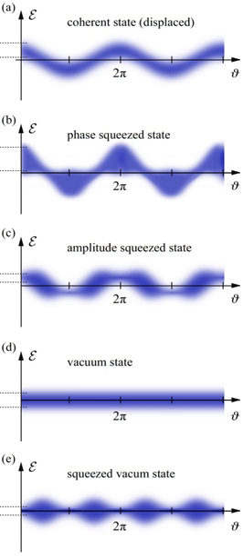This way, the vacuum state, Fig. 1e, is transferred to a squeezed vacuum state, Fig. 1d. A displaced coherent state, Fig. 1a, is transferred to a phase-squeezed state, Fig. 1b, or to an amplitude-squeezed state, Fig. 1c, depending on the relative phase between coherent input field and pump field.